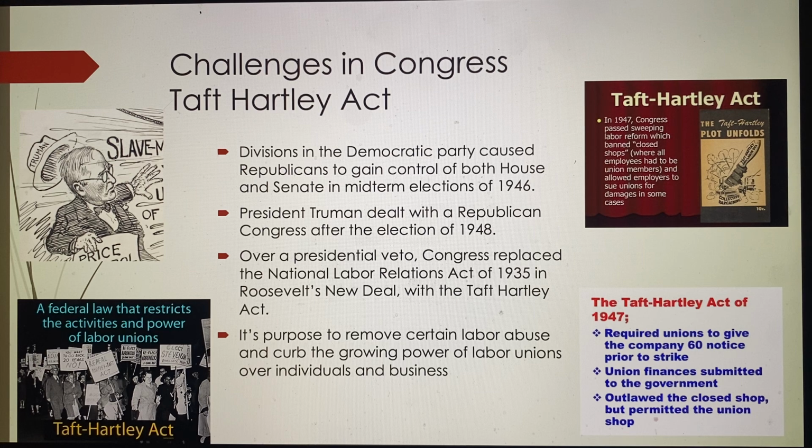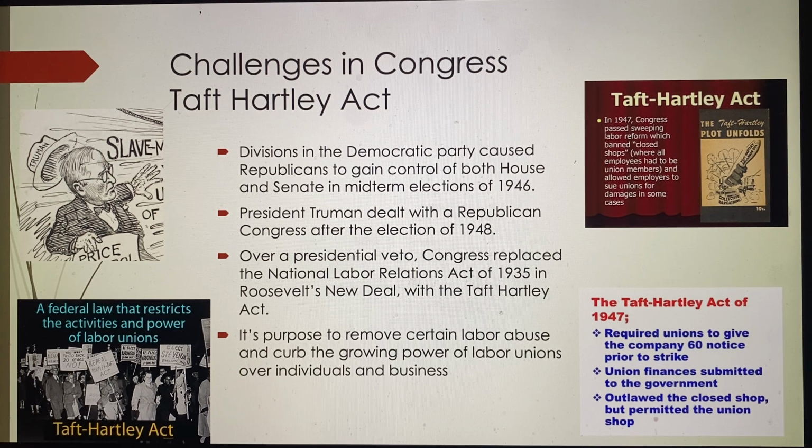So this reform banned closed shops. And closed shops were where all the employees had to be union members. So it'd say all employees do not have to be union members. They wanted closed shop. Everybody had to join the union. Well, now they're saying, well, that's not. People don't have to join the union if they don't want to. And then it also allowed employers to sue unions for damages that were done in some cases. So it definitely was a monitoring of labor unions.